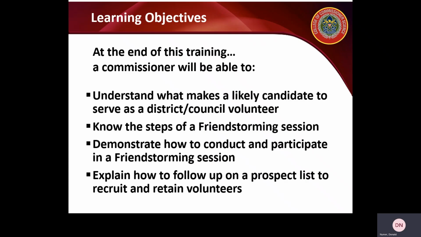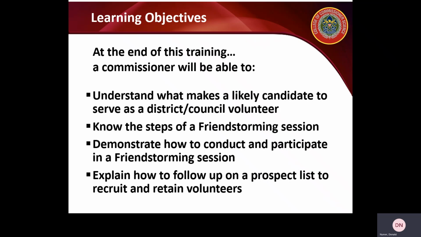Okay, so at the end of this training, what are we going to do? Understand what makes a likely candidate to serve as a district or council volunteer. But remember what I said, think outside the box here. We're going to talk about this at district or council level. But again, I truly believe this friendstorming could be taken down to a unit level, where units are having trouble finding volunteers to fill their leadership roles.